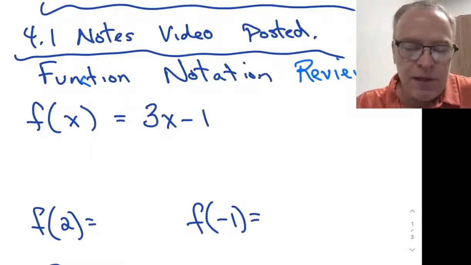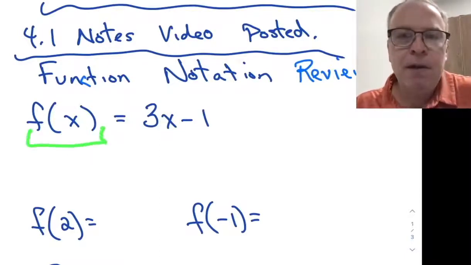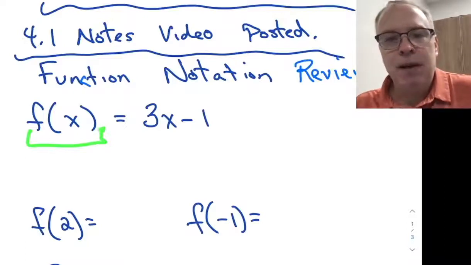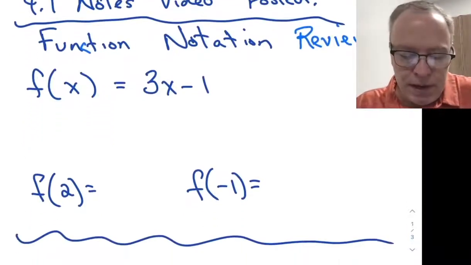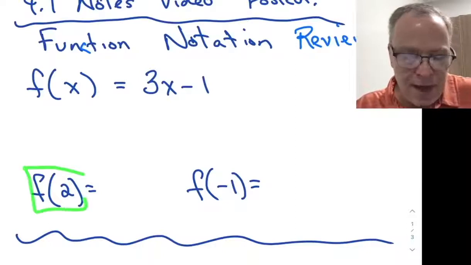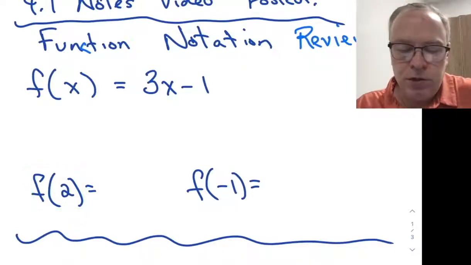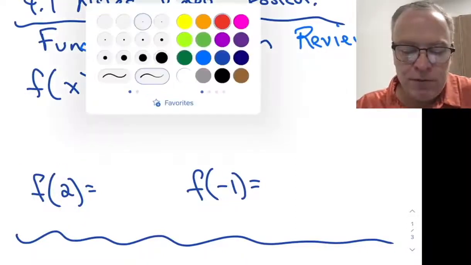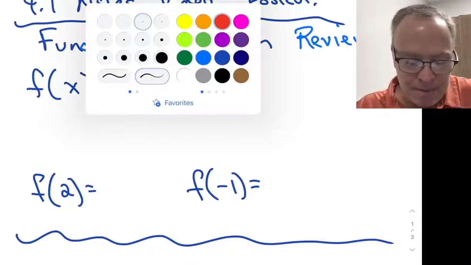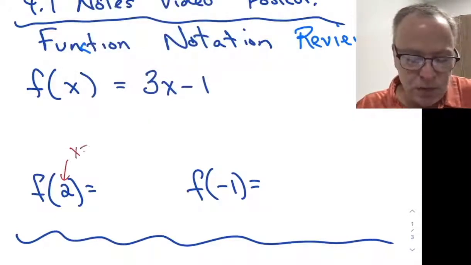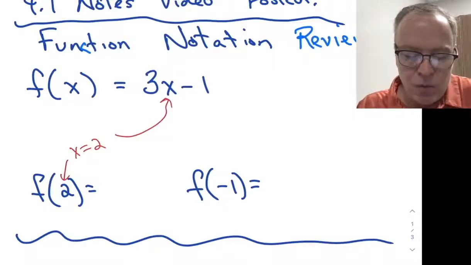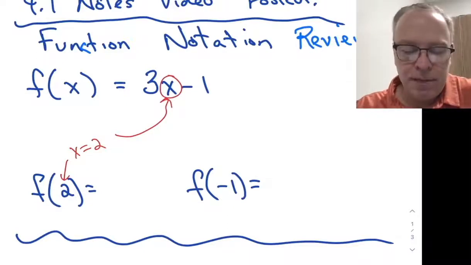All right, so I've given you a function. F of x is 3x minus 1. So I'm going to come down here and let's find f of 2. F of 2. So that's a fancy way of saying, hey, substitute x equals 2 and put it in right here. Put it in right there.